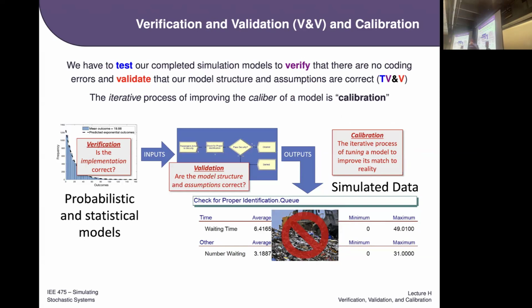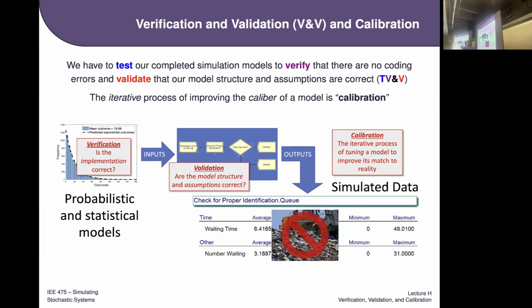So V and V, verification and validation, is the code word here in the industry. Verification is largely, did I implement it correctly? So I wanted this to be an exponential, but I actually typed in triangular when I was putting in my input models. That's on me. That's a coding mistake. So verifying you don't have any coding mistakes, that's what verification is. Given that, then I've implemented it correctly.